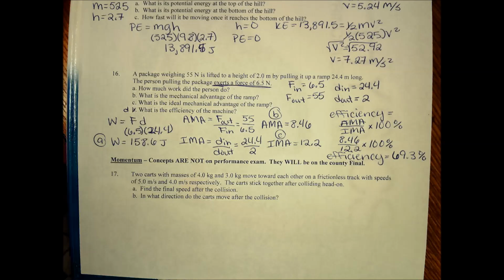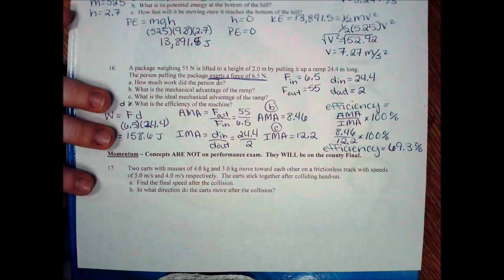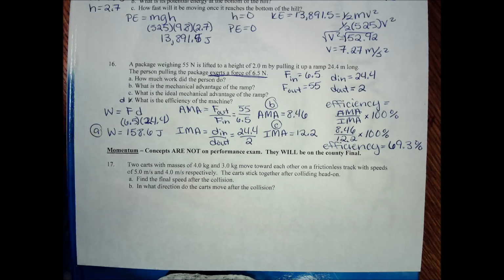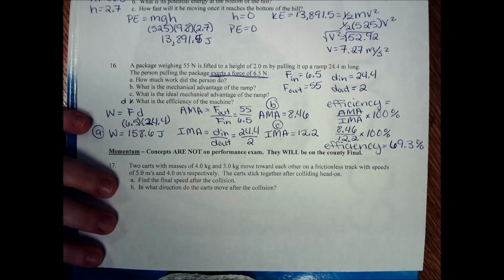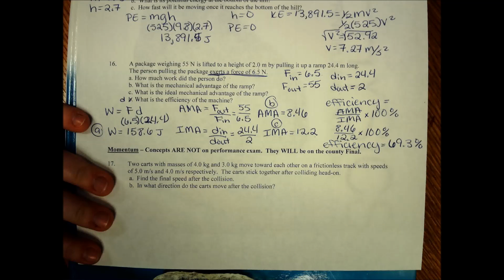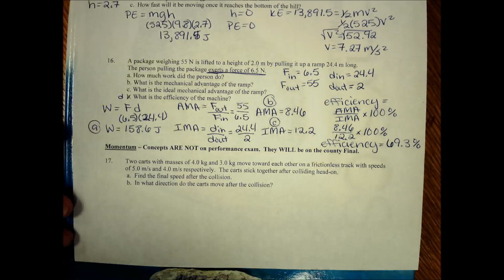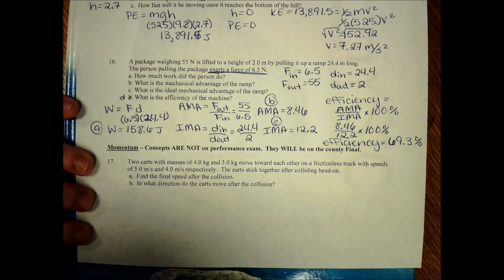Alright guys, home stretch. We are on momentum. All 3 momentum problems are inelastic collisions, but they are each a little bit different. So this one says 2 carts with masses of 4 kilograms and 3 kilograms move towards each other on a frictionless track with speeds of 5 meters per second and 4 meters per second respectively. The carts stick together.